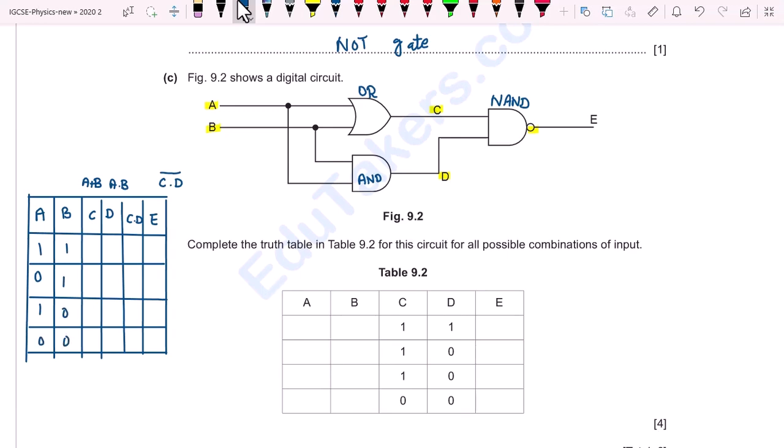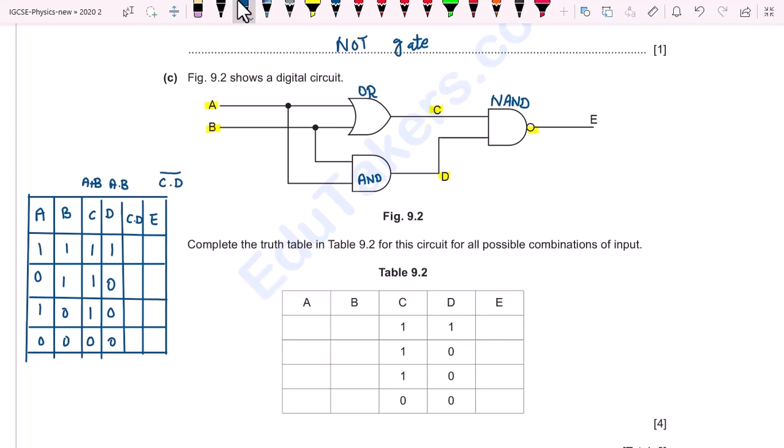C is the output of OR gate, and in the case of OR gate, if any of the input is high, output will be high. So both of these inputs are high. So I write here 1, 0 1 also be 1, 1 and 0, because both of these inputs are low. D is the output of AND gate, and in the case of AND gate, when both of the inputs are high, then output will be high. Otherwise, it will be low. Now I have to take the AND of C and D.